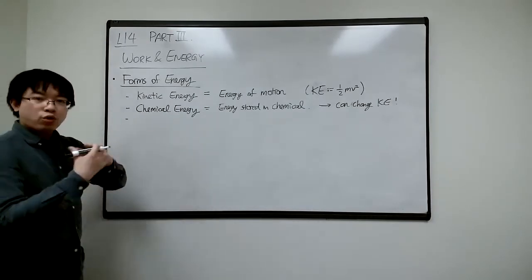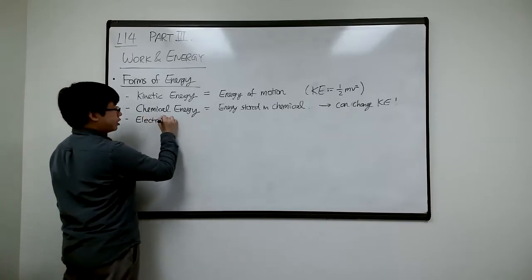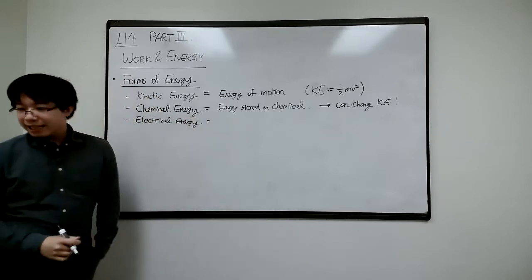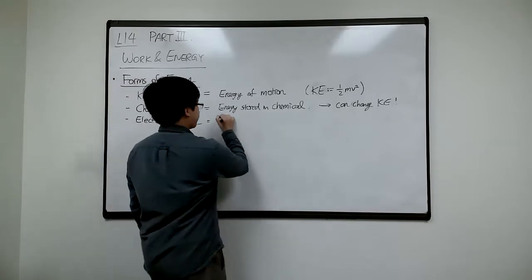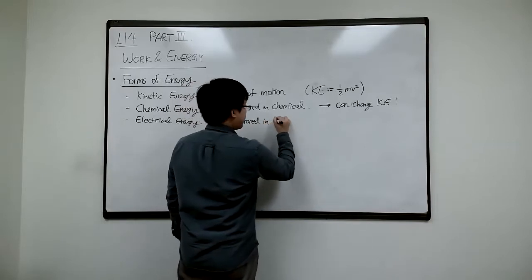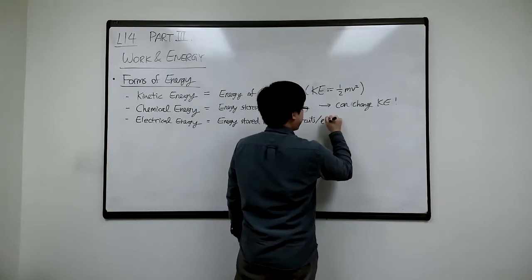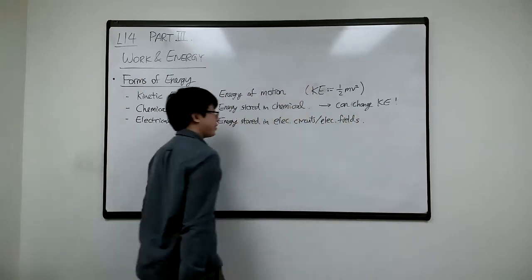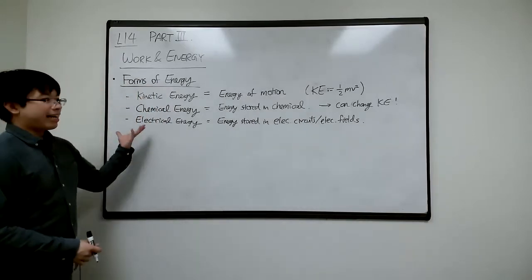The energy stored in a battery, we call it electrical energy. So this is energy stored in an electric circuit or electric fields. Stored in electric circuits or electric fields. Now, we haven't talked about circuits and electric fields yet, but that's the topic you basically look at in 3B.